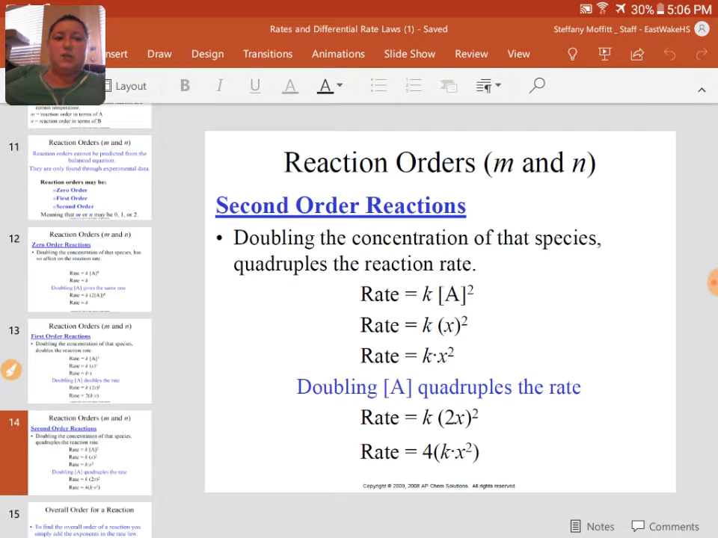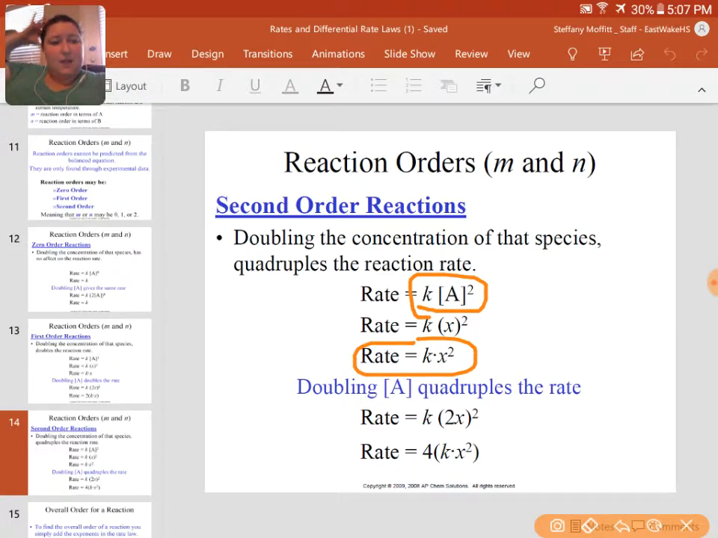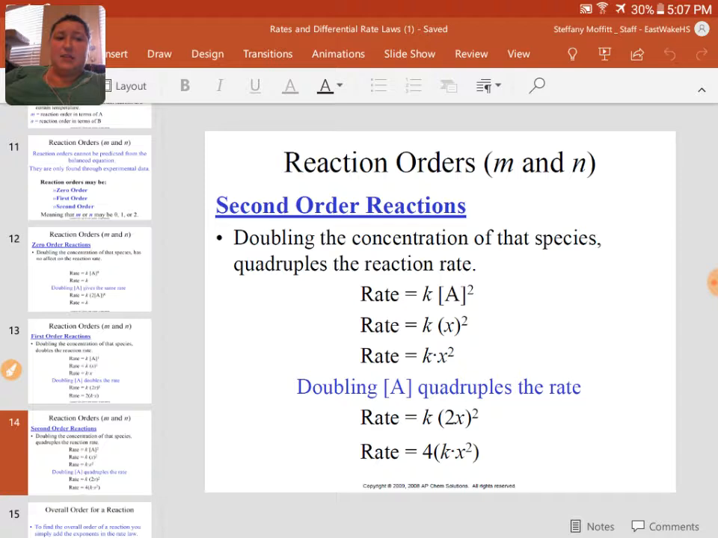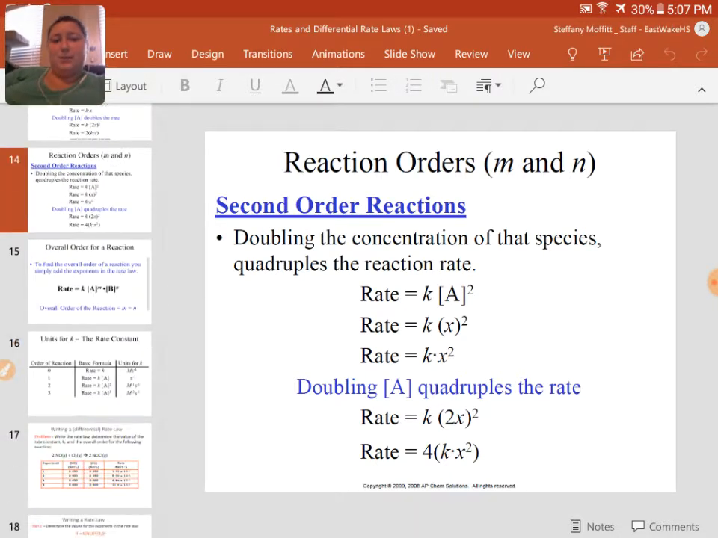And for second order reactions, when we double the concentration, it actually quadruples the rate of the reaction because the concentration of A is squared here, giving us this rate equals K times X squared. Doubling the concentration gives us this 2x value if we're doubling that concentration, but it's squared also. So it's squared and that 2 squares to get you 4. So we're actually going to quadruple that rate if we double the concentration in a second order reaction.